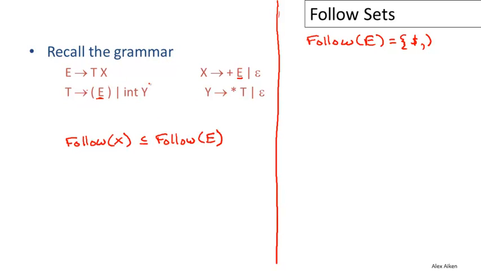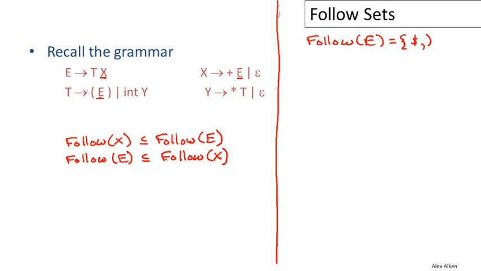Now, those are the only two places where E is used in the grammar, and to make further progress, we need to know something about the follow of X. If we're going to make further progress on the follow of E, we need to figure out what's in the follow of X. So let's focus on that for a minute. Where is X used in the grammar? Well, it's used in only one place, and that's here, where it appears at the right end of a production. And so therefore, the follow set of the symbol on the left-hand side will be a subset of the follow set of X. So we know that the follow of E is a subset of the follow of X.